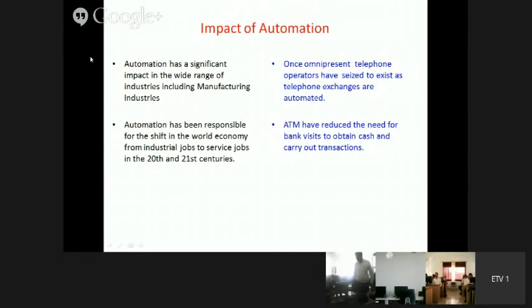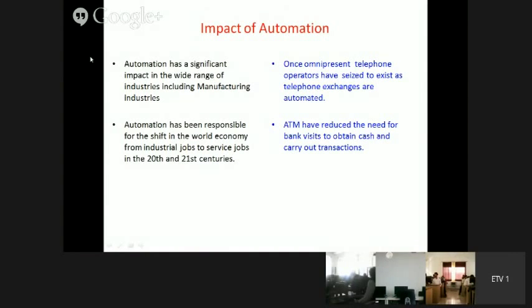The omnipresent telephone operator has ceased to exist as telephone exchanges were automated. This person was required everywhere when there was no automation in the telephone exchange. But now this man has almost lost his job. He is not much required. So this is one impact, or you can say a bad effect of automation. But the advantages are many more. They are much more than such effects.